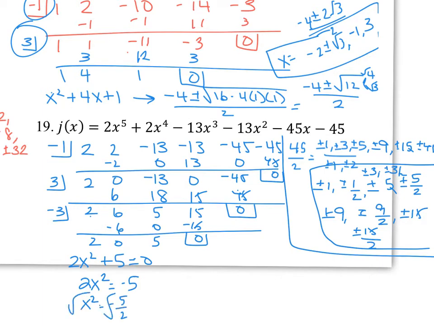Now I'm going to square root it. So x equals plus or minus i rad 5 over 2. Remember, I can't have that. x equals plus or minus i rad 5 over rad 2. Can't have a radical in the denominator, so I gotta multiply the top and the bottom by rad 2. So x equals plus or minus i rad 10 over 2.